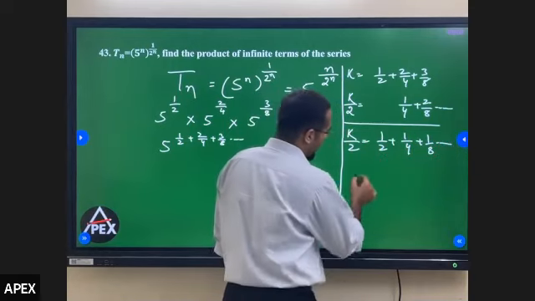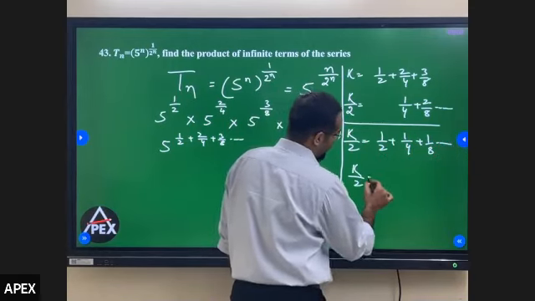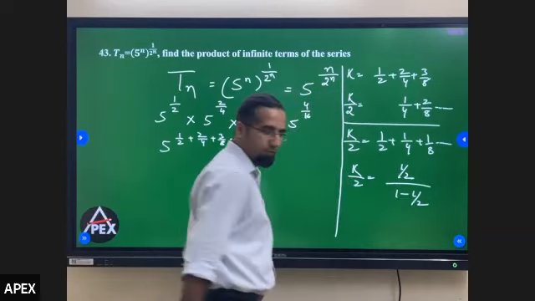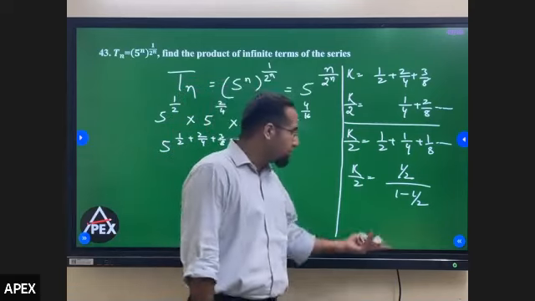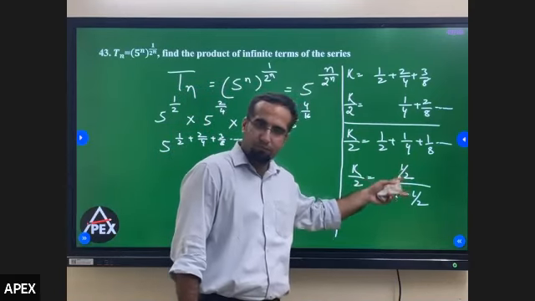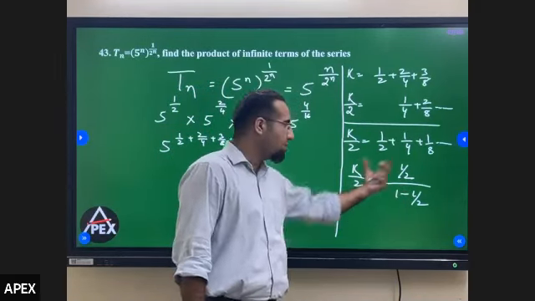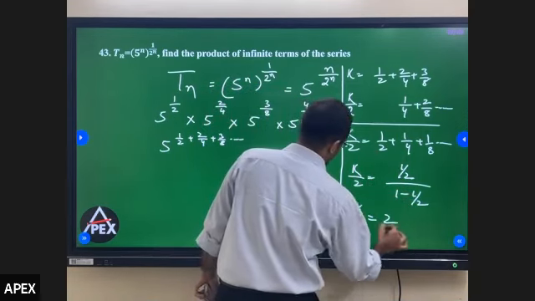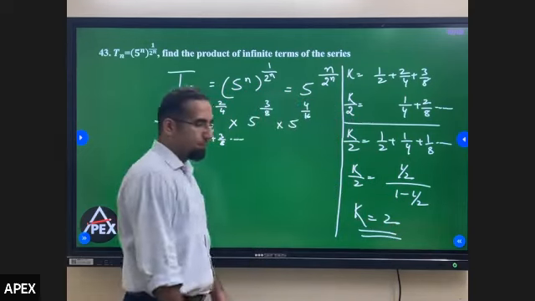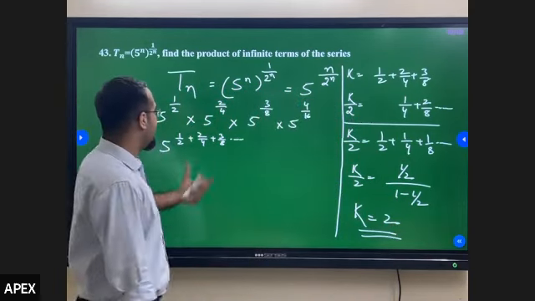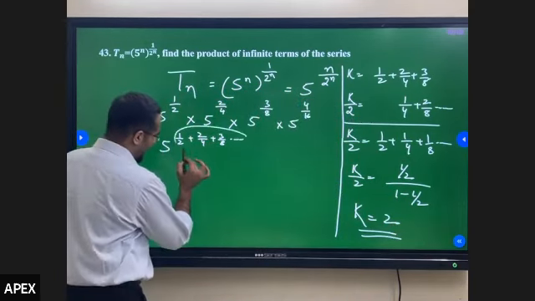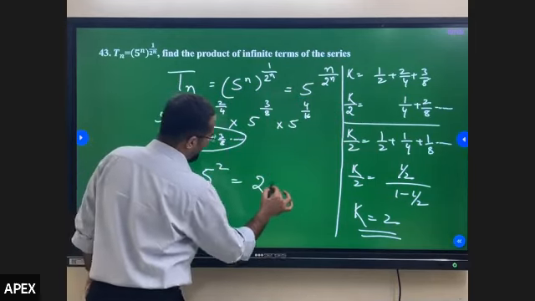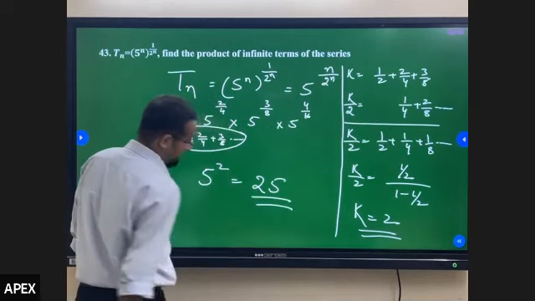Okay, so can I say k by 2 is equal to half divided by 1 minus half, which eventually becomes half by half, and half by half is 1. So the value of k is equal to 2. If we take this whole thing as the value of k, then eventually my answer becomes 5 squared, which is going to be 20.